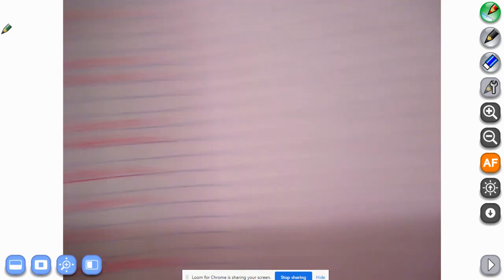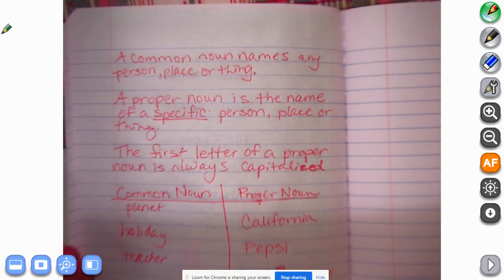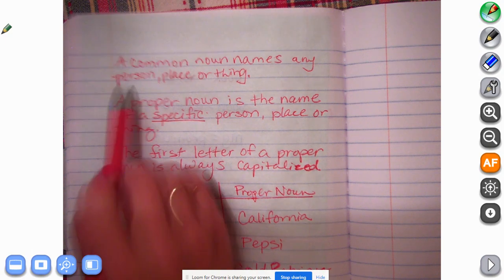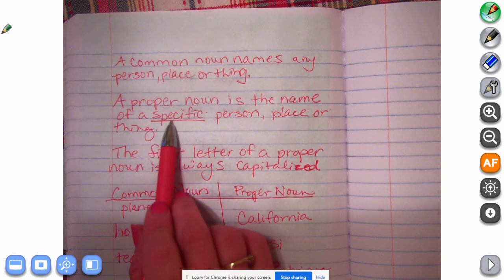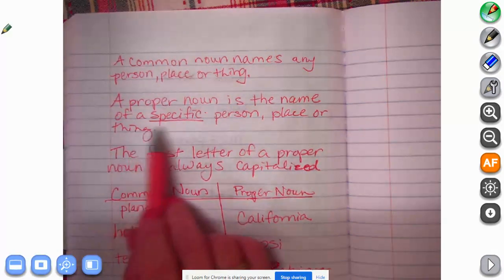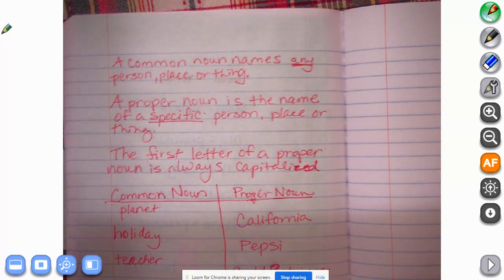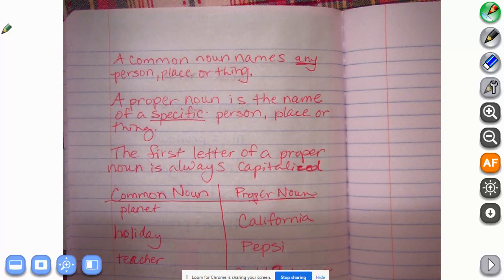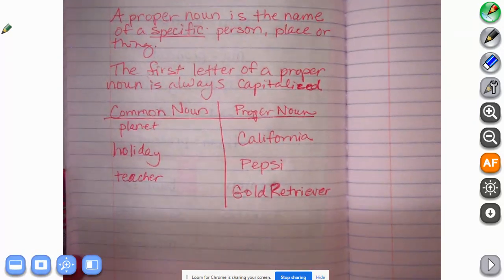All right. So a common noun names any person, place, or thing. Make sure you have that written down. And then a proper noun is the name of a specific person, place, or thing. It's specific. And this is any. Okay, the first letter of a proper noun is always capitalized, no matter where it is in the sentence.